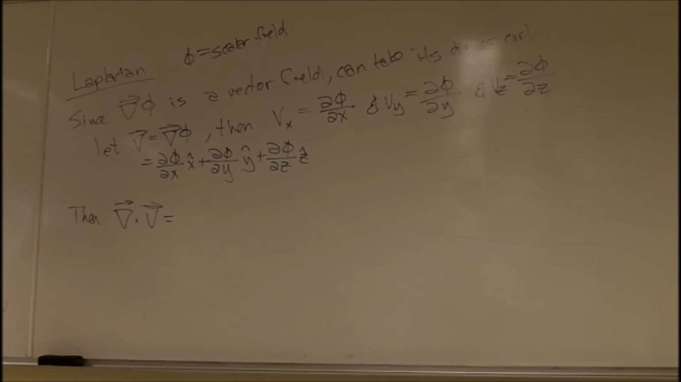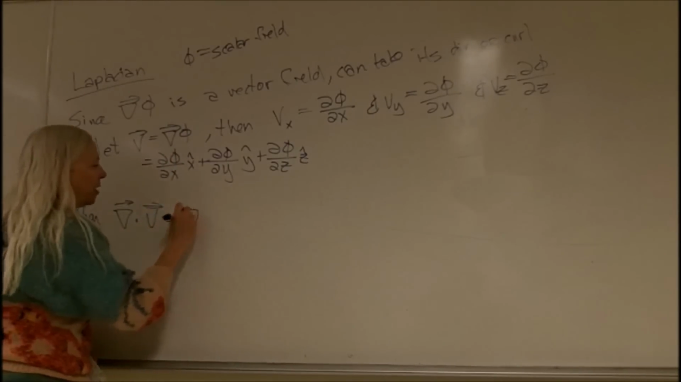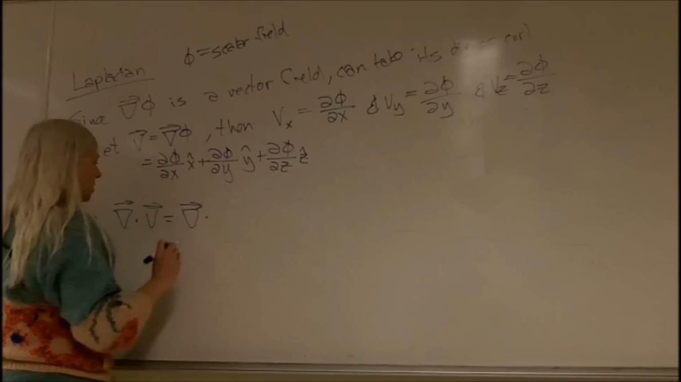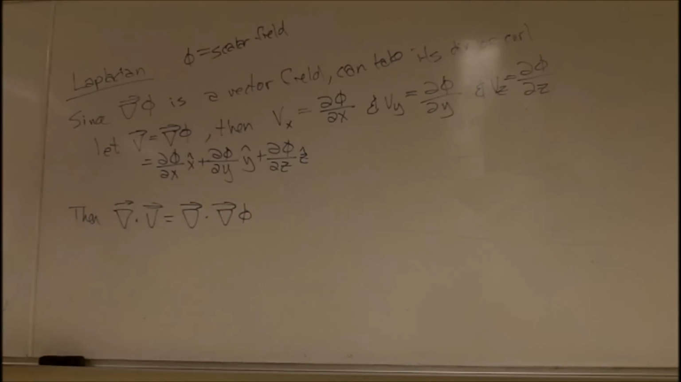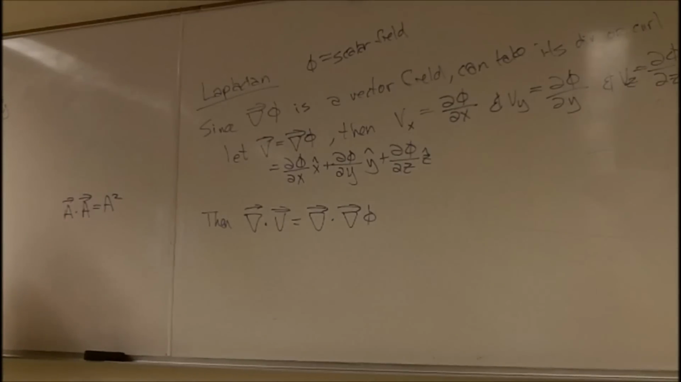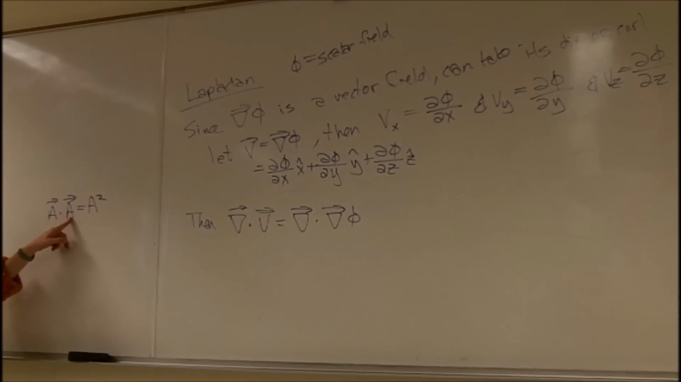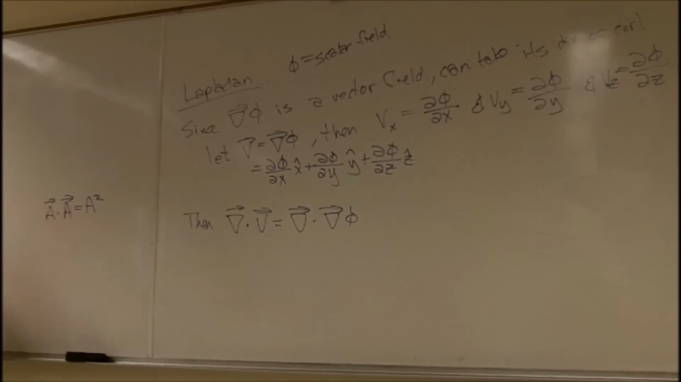First of all, since V was shorthand notation for the gradient of phi, we could write this as the divergence of the gradient of phi. And now what do we do when we see a vector dotted into itself? If we just have a vector A dotted into itself, we often write that as A squared, right? Because A is parallel to itself, so the cosine of the angle between them is 1, so the result is just the magnitude of this vector times the magnitude of that vector. In other words, A times A, or A squared.